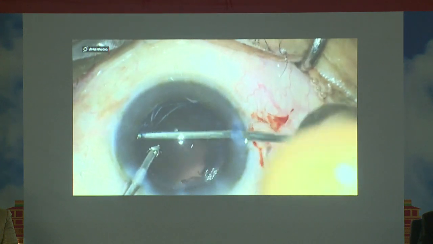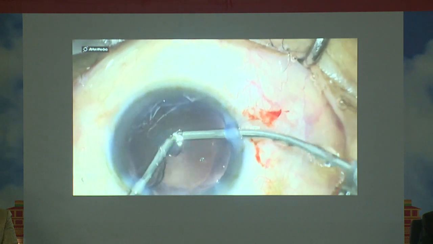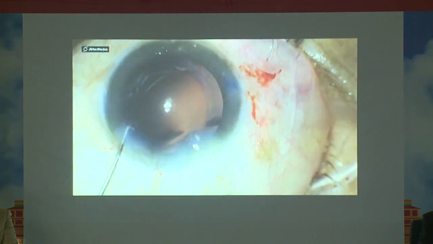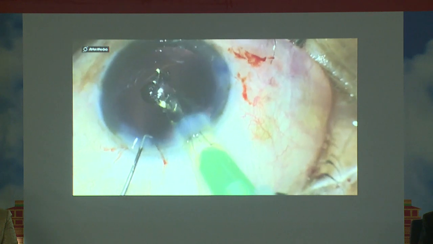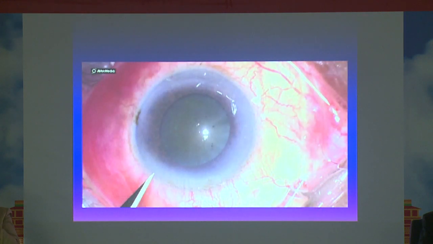And there is very little cortex in these cases. So we do manual irrigation, we just aspirate the cortex, and implant the single piece IOL. Now this is the next case.